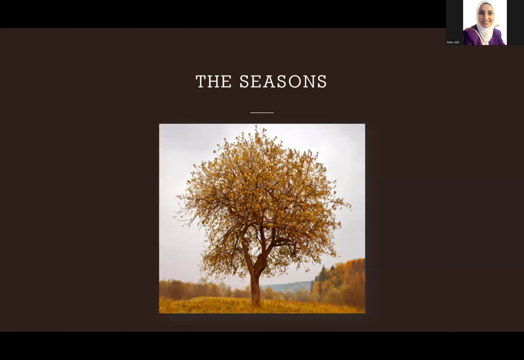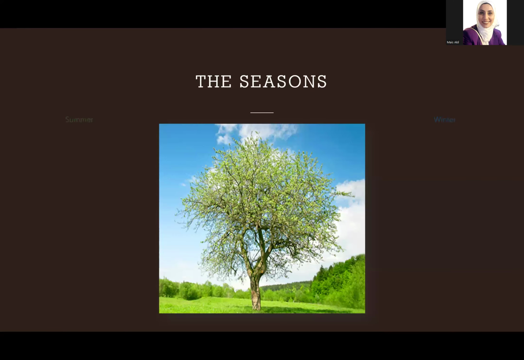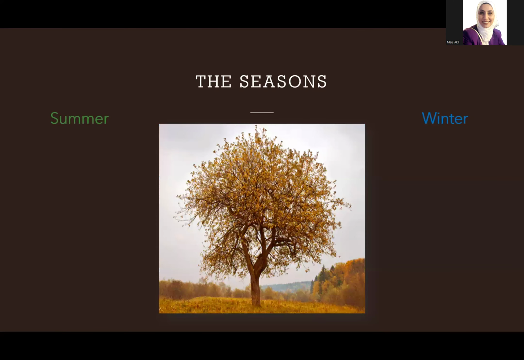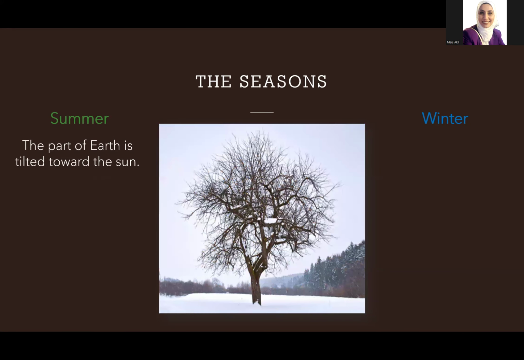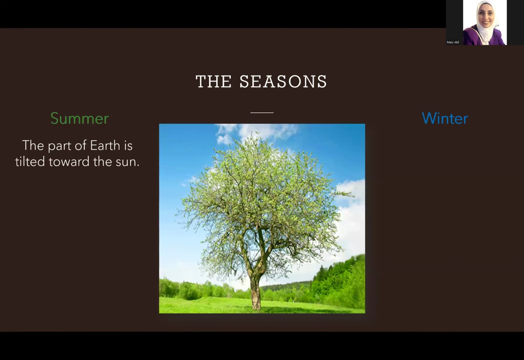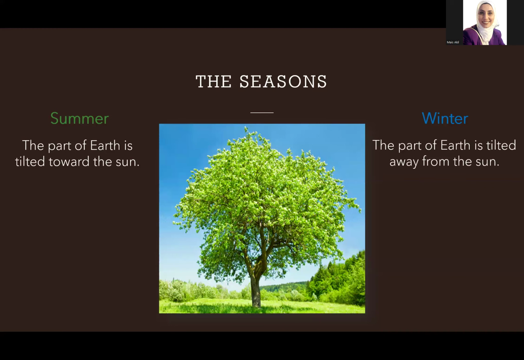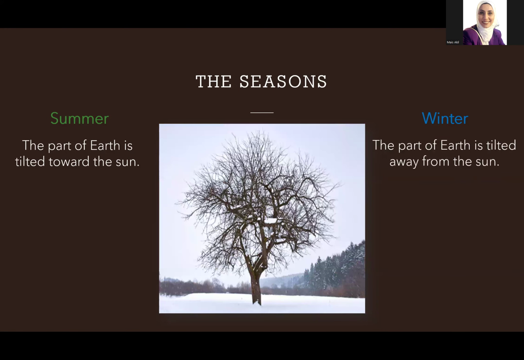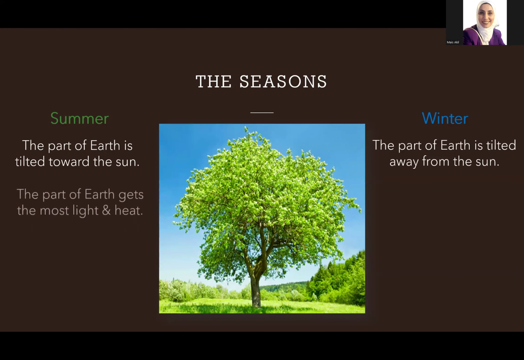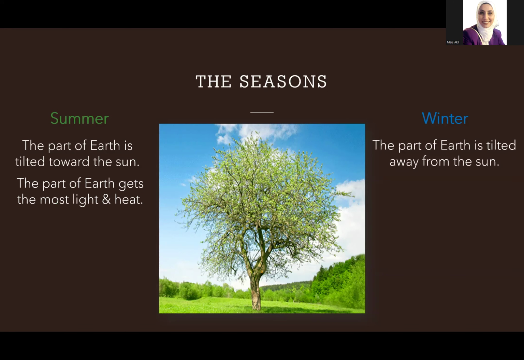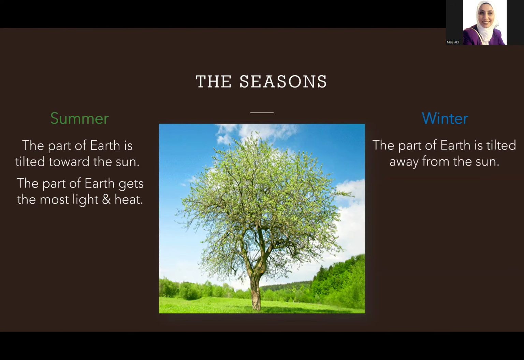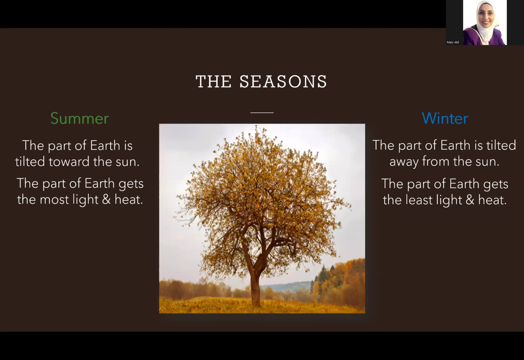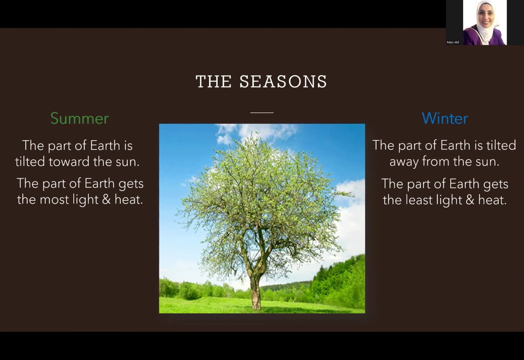Let's see the differences between the seasons, with summer and winter. As we said before, the part of Earth that is tilted toward the sun has summer. And the part of Earth that is tilted away from the sun has winter. When it has summer, it gets the most light and heat, and in winter, it gets the least light and heat.